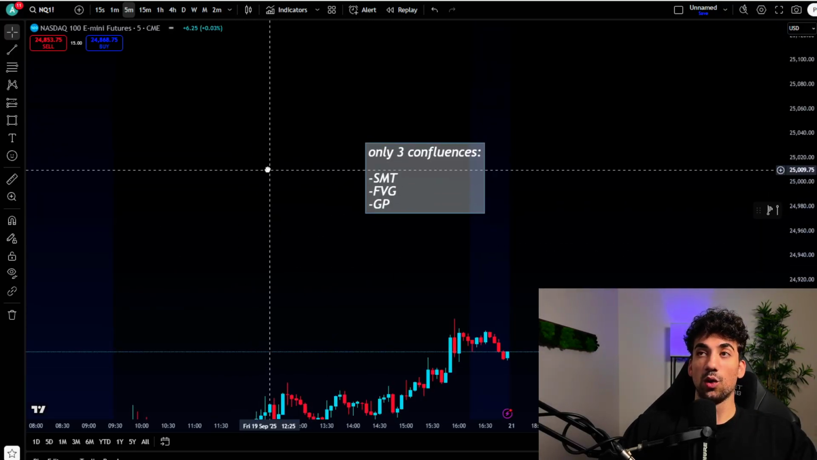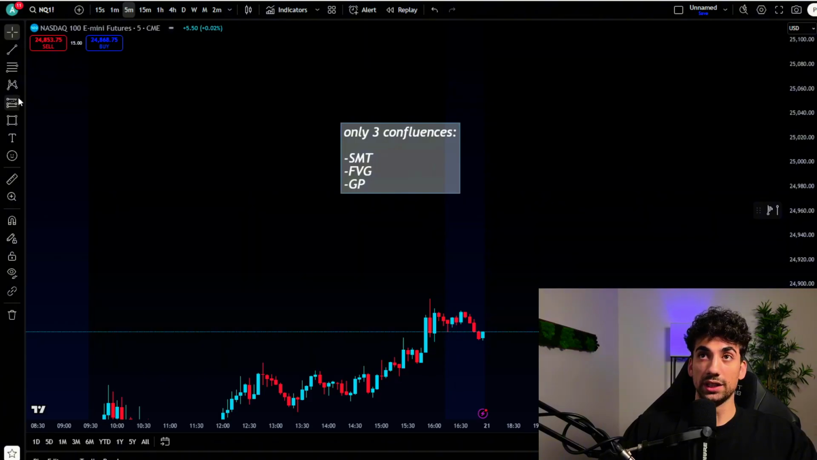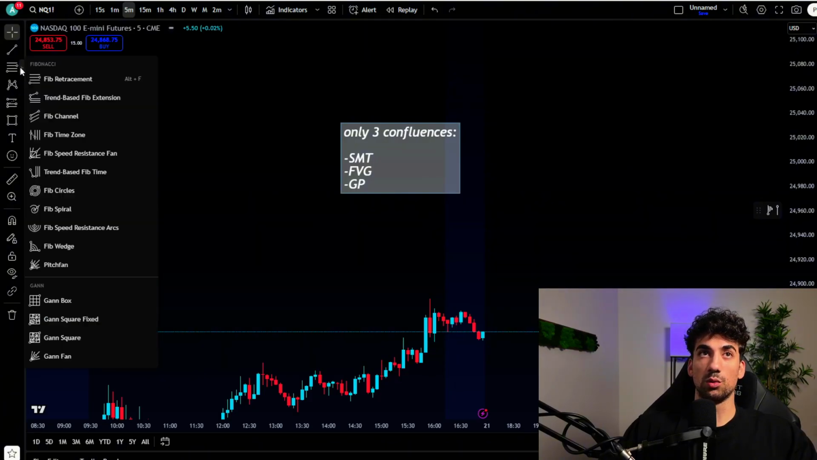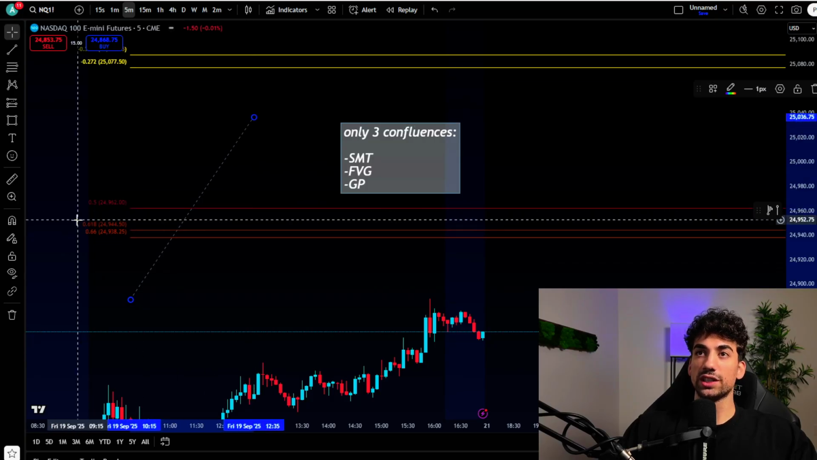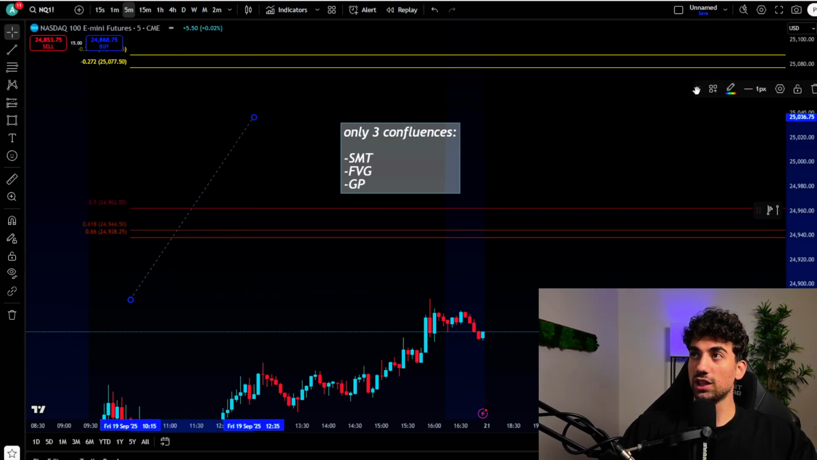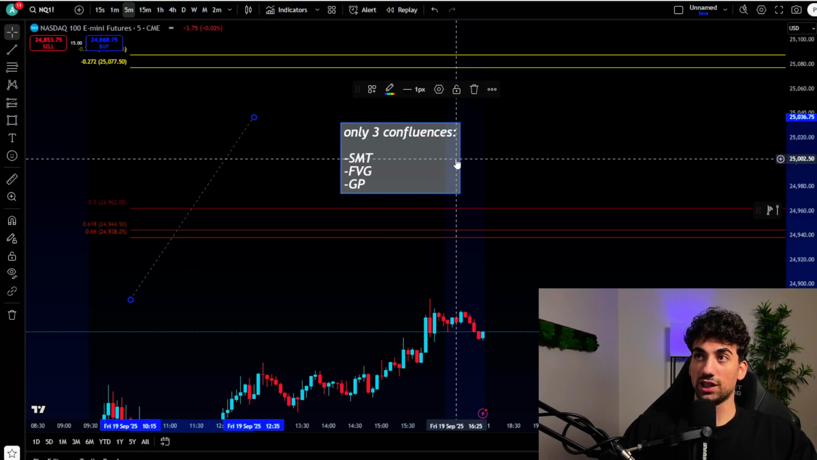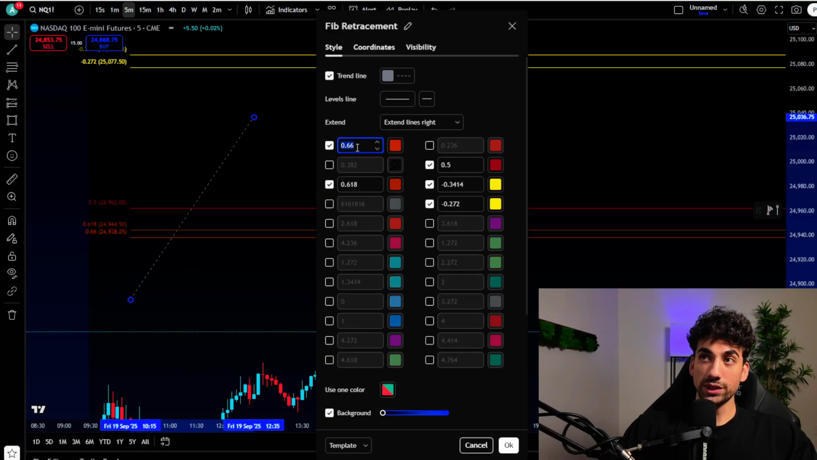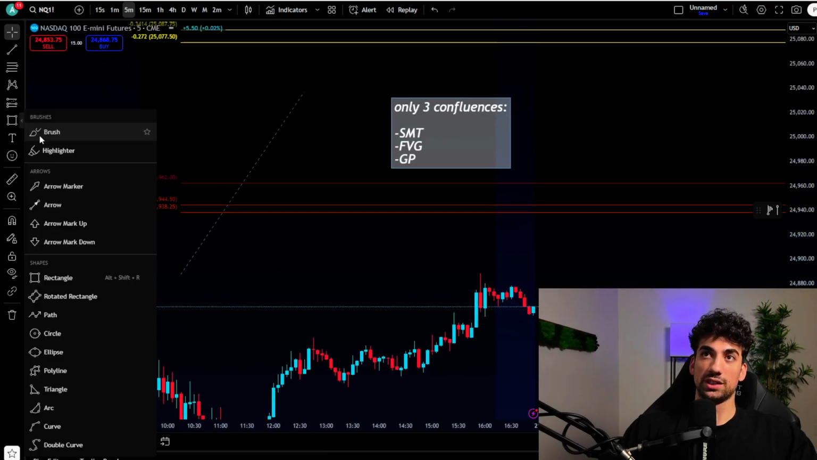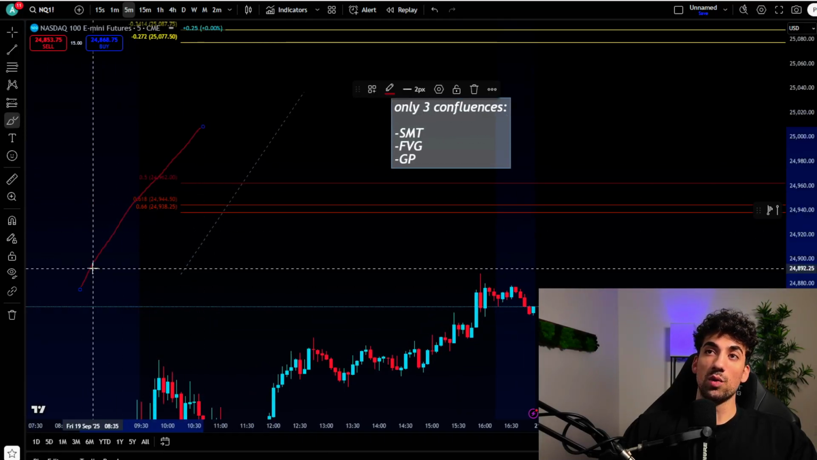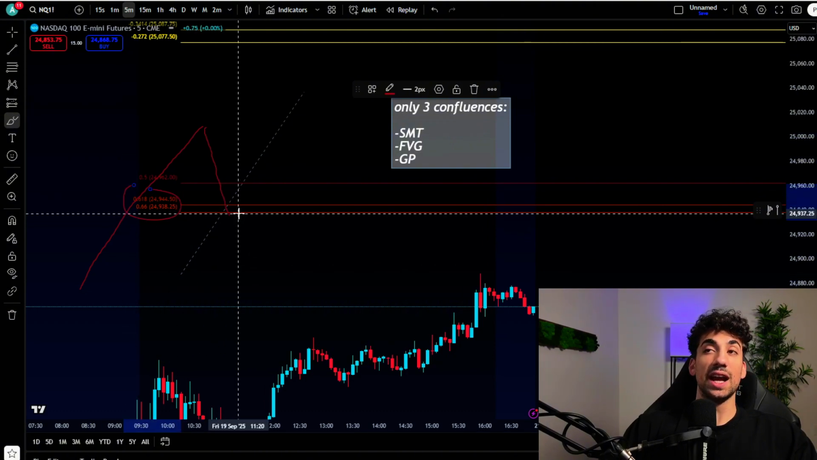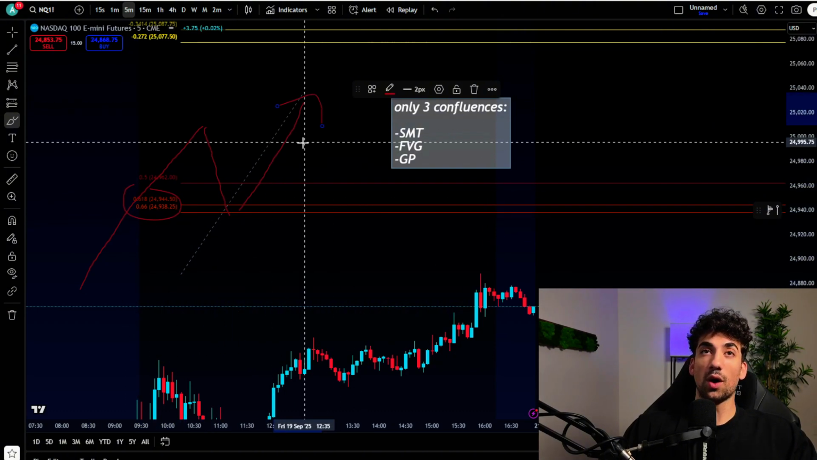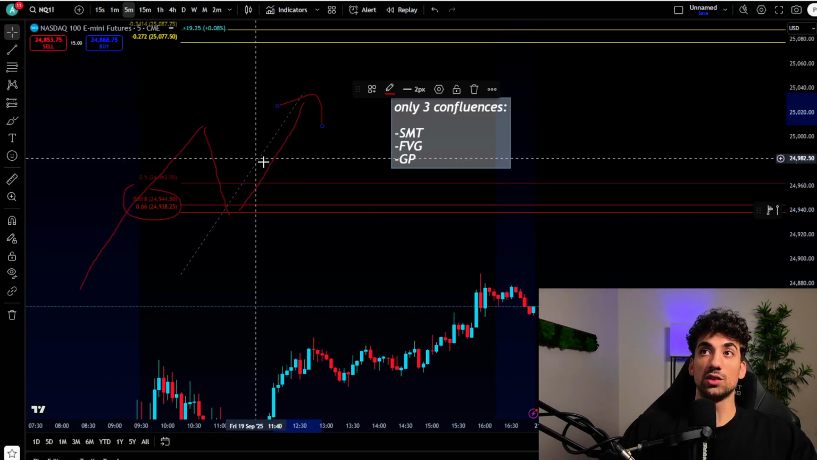And lastly, a golden pocket or a GP. This is going to be your Fibonacci tool, which is going to be right here, third down, Fibonacci retracement. You're going to change your settings, which you can click on here, then click on settings right here, and add the 0.66 and 0.618. This is a Fibonacci pull, which means when we have a move higher, we can fib out that pull, waiting for retracement into our golden pocket and take a position. These are going to be the only 3 confluences that we're going to need to learn the strategy.